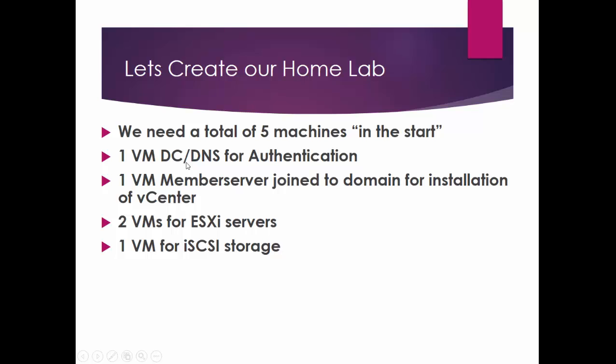One virtual machine will be DC DNS for authentication. One virtual machine, a member server joined to the domain, for installation of vCenter. That's where the course revolves around the vCenter. Then 2 virtual machines for ESXi servers, hypervisors, and 1 virtual machine for iSCSI storage. So that completes our basic network.